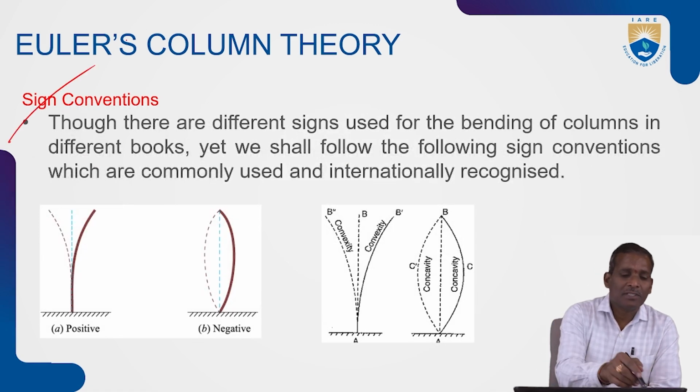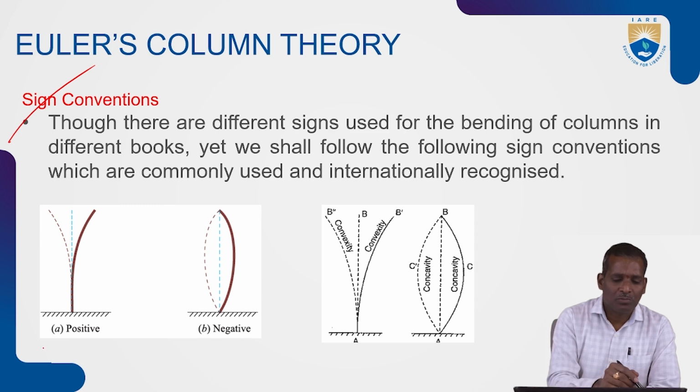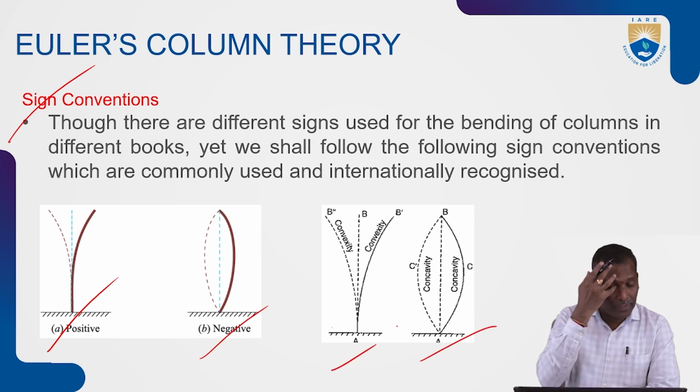And sign conventions are also important. Once again, you will see the sign convention. Different signs are used for the bending of columns in different books, but we shall follow the sign convention which is commonly used and internationally recognized. Convexity is positive and concavity is negative, as shown in the figure.